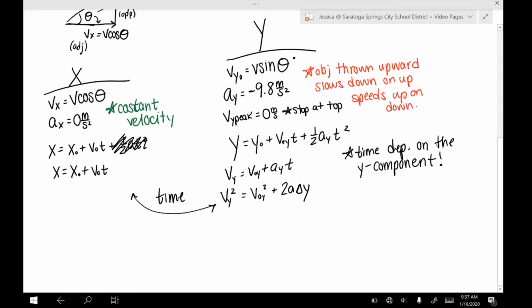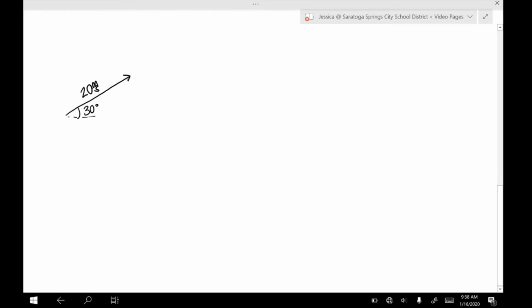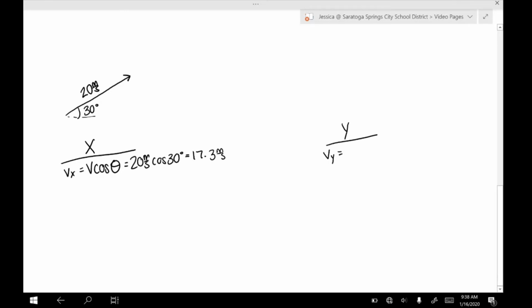So let's do an example. Let's say I have an object launched at 20 meters a second at an angle of 30 degrees. In the x direction, my initial velocity is v cosine theta. So 20 meters a second times the cosine of 30 degrees, making sure that calculators are in degrees. We get a value of 17.3 meters a second. And in the y component, Vy is v sine theta, or 20 times the sine of 30, which is going to give me 10 meters a second.